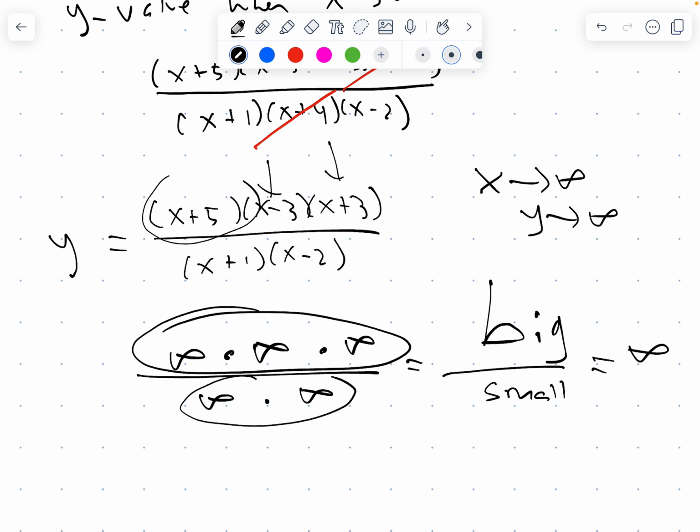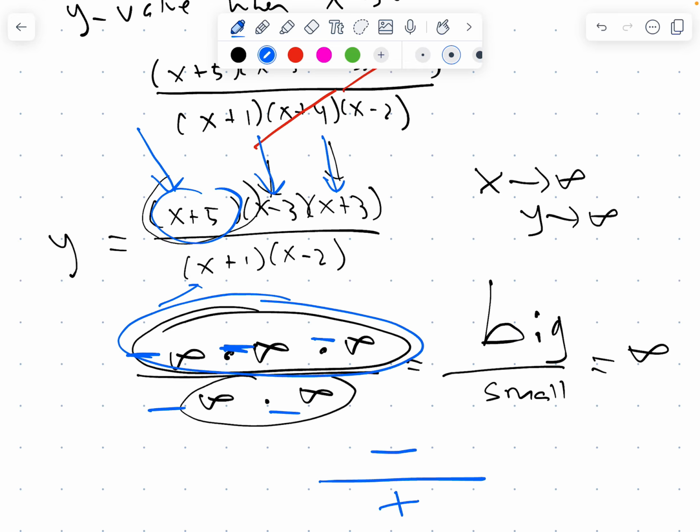Well, what happens with negative infinity? If I plug in negative infinity, negative infinity plus 5 is going to be negative. Negative infinity minus 3 is going to be negative. Negative infinity plus 3 is going to be negative. On the bottom, negative times negative. So on the bottom, you have a positive, but on the top you have a negative. You have a really, really big negative number, and in comparison, a small positive number. So that's going to approach negative infinity.